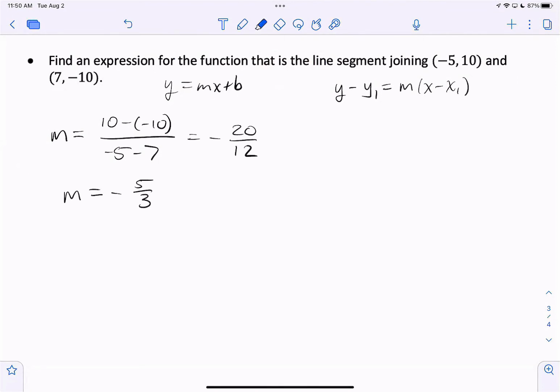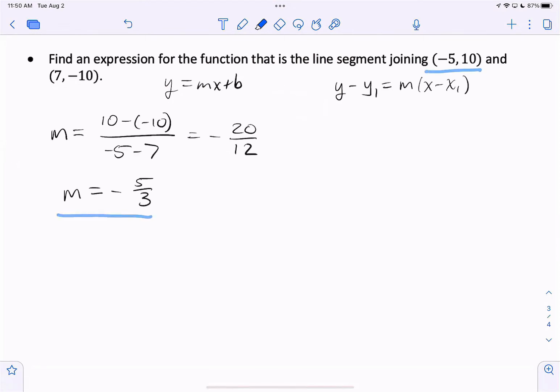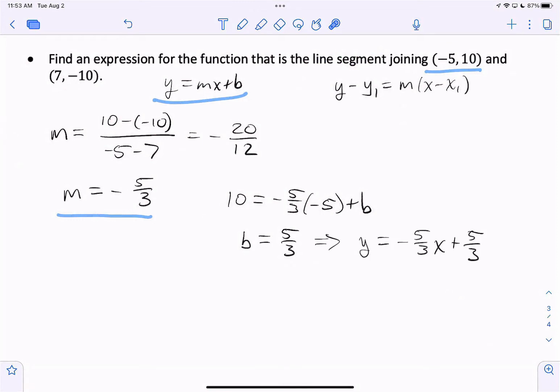I'll then use x, y as -5, 10, and m is equal to -5/3 in y equals mx plus b. And I get 10 is equal to -5/3 times -5 plus b, and now we just need to solve for b. A couple of algebraic steps gives me that b is equal to 5/3, and so we have y is equal to -5/3 x plus 5/3.